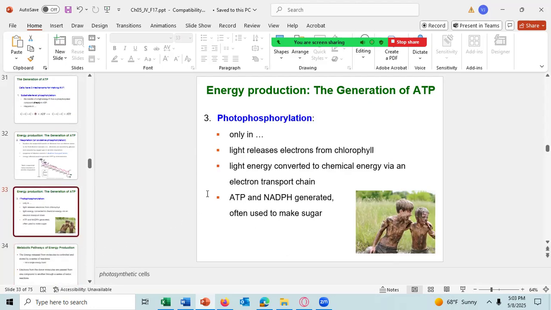And then the third way of making ATP is photophosphorylation. Photophosphorylation only occurs in photosynthetic cells. Light releases electrons from chlorophyll, and the light energy can be converted to chemical energy via an electron transport chain. In the process, ATP and NADPH are generated. However, they are often used to make sugar, so that frequently the end product of photosynthesis is sugar.